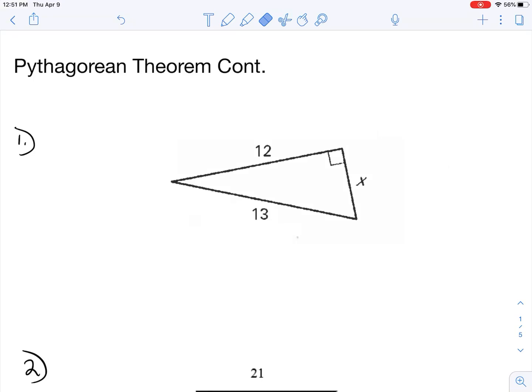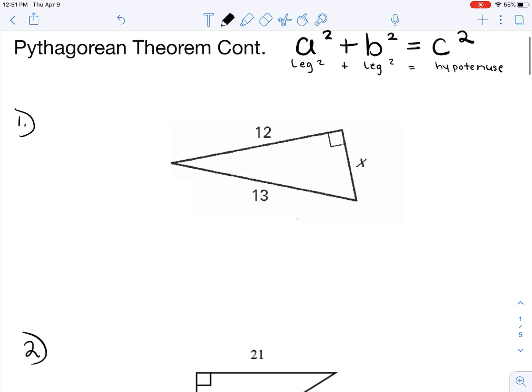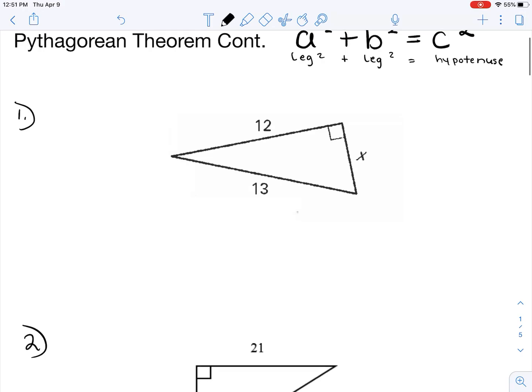So in the first video that you watched today, we used the Pythagorean theorem to solve for a hypotenuse. Use a squared plus b squared equals c squared to solve for a hypotenuse, where a and b both represent the legs of the right triangle and c is the hypotenuse of the right triangle. So I wanted to make a little video where we solve for the legs because it's a little different.